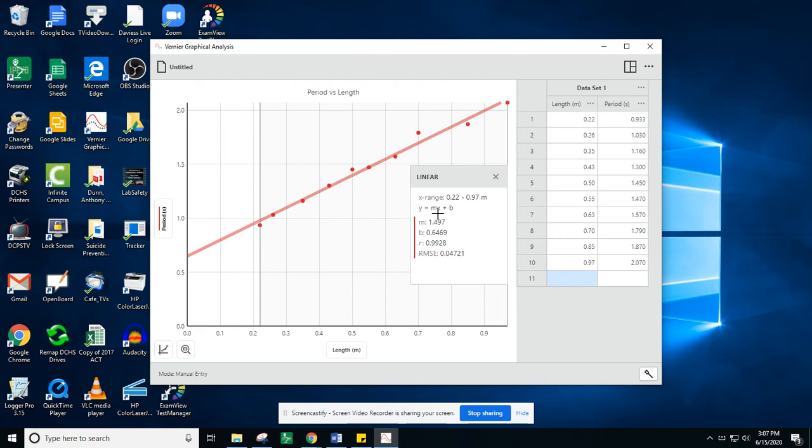So that would predict a pendulum with 0 length would have a period of over a half a second, 0.65 seconds. If it has 0 length, it's going to have 0 period.